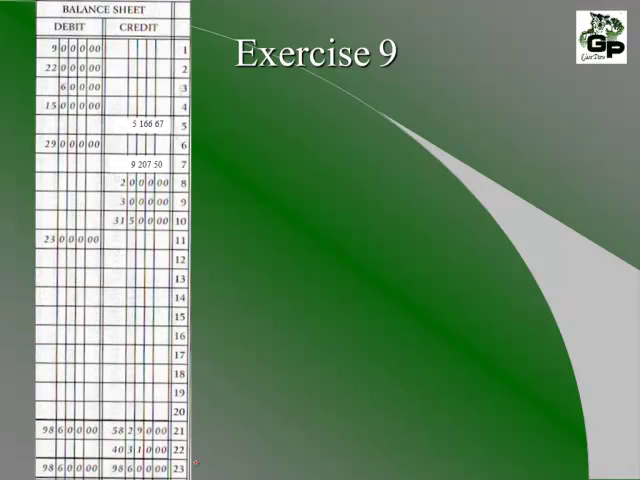Over on the balance sheet side, we have the net income, $40,310. Totals here are $98,600, $98,600.